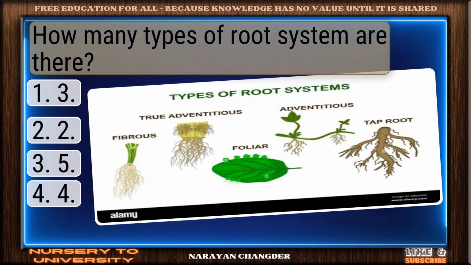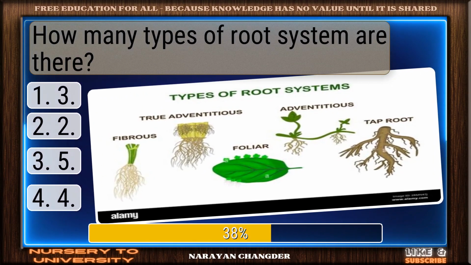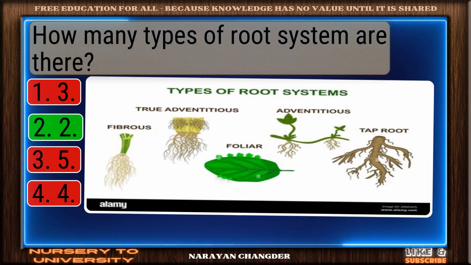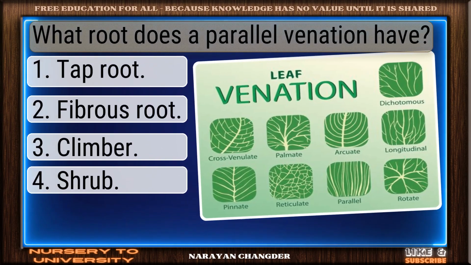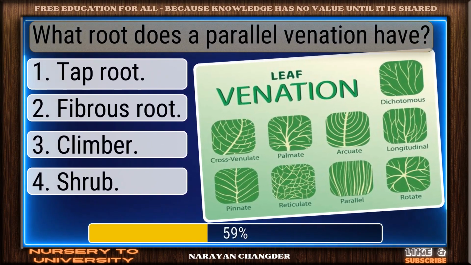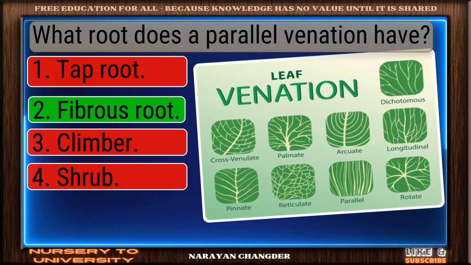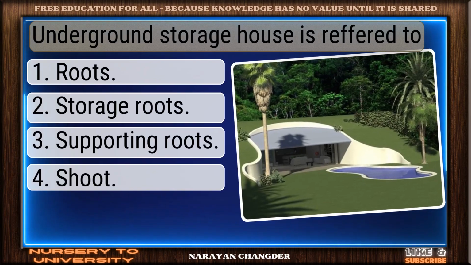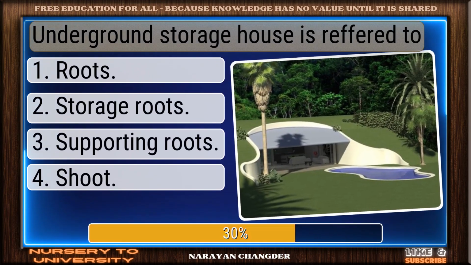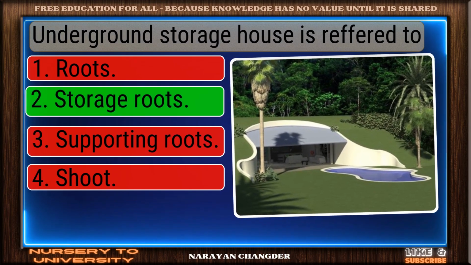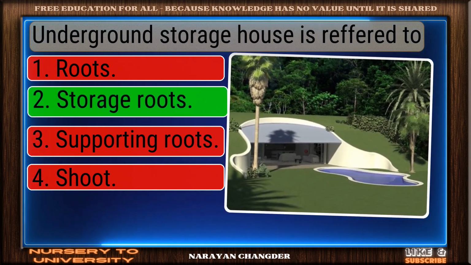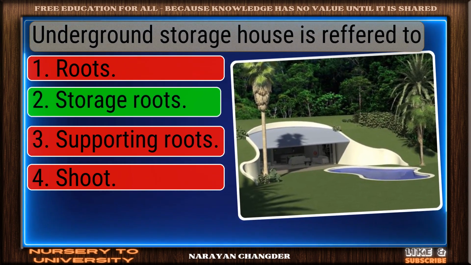How many types of root system are there? Valid point. 2 is true. What root does a parallel venation have? Excellent choice. Fibrous root is the right answer. Underground storage house is referred to. Clear logic. Your choice storage roots is sound and 100% true.